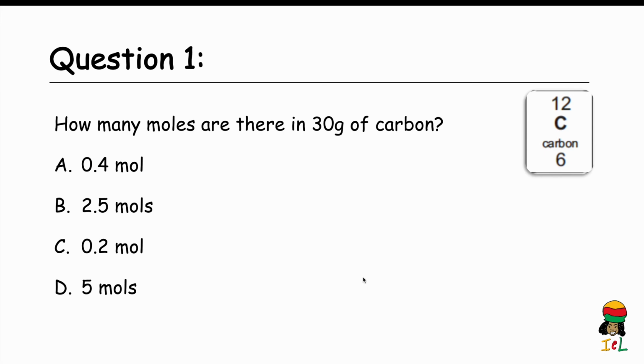How many moles are there in 30 grams of carbon? A. 0.4 moles. B. 2.5 moles. C. 0.2 mole. D. 5 moles.